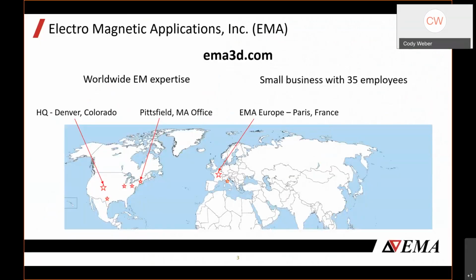So EMA, as we're better known, is Electromagnetic Applications. We have headquarters located in Denver, Colorado. Actually, we're in a suburb just to the west of Denver, which is Lakewood, Colorado. And there's a nice view of the mountains from my office here. We have some employees scattered around the United States, and we also have an office in Pittsfield, Massachusetts, where our space radiation effects chamber is being built. We have a European office, the southwest side of Paris, and we are a small business with about 35 employees, but we're growing because there's lots of need for the type of work that we do.